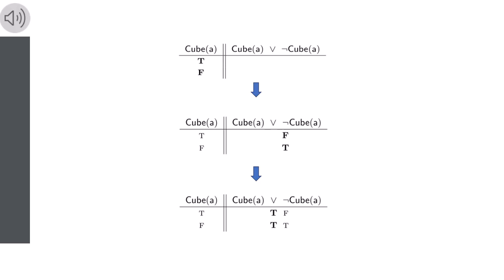And so we can see here that this sentence, cube A or not cube A, is true in all possible circumstances. And that should make some sense because in English it says that either A is a cube or it's not a cube. And those are the only 2 possibilities.